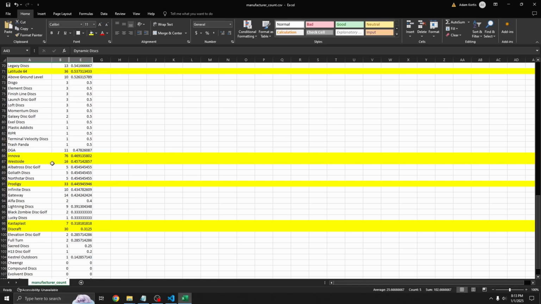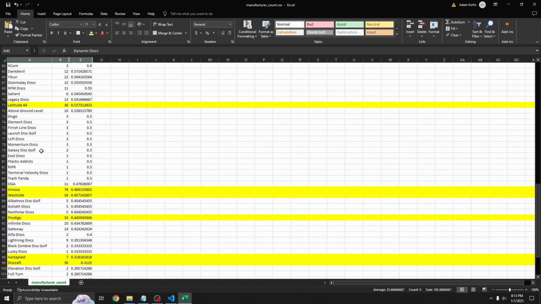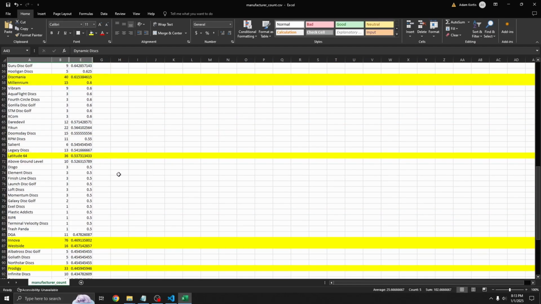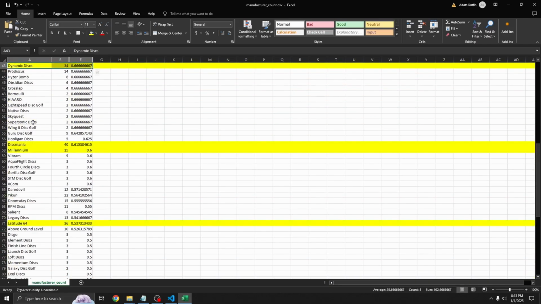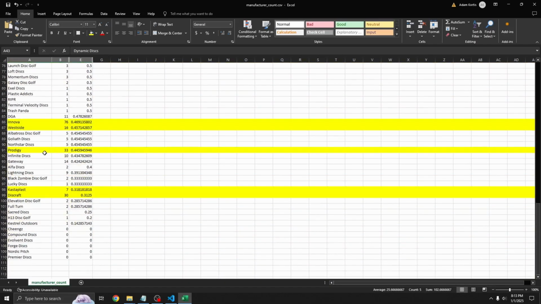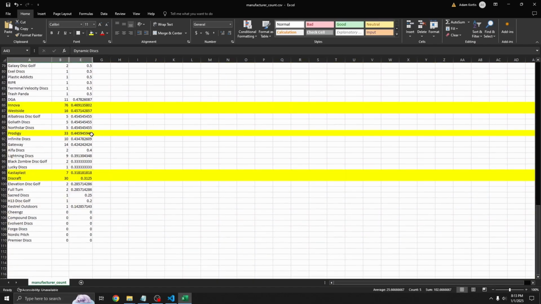Westside did pretty good, again, right around 50%, so interesting to see Latitude and Westside right around 50-ish%, where Dynamics is a lot higher. Prodigy only had 45% of their discs above the average rim thickness.